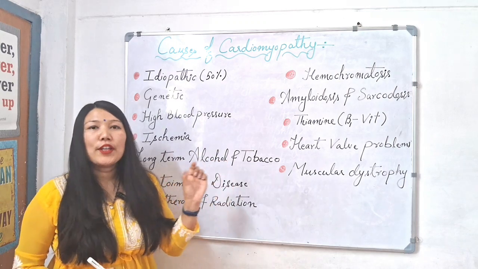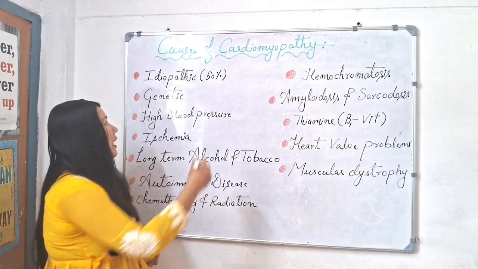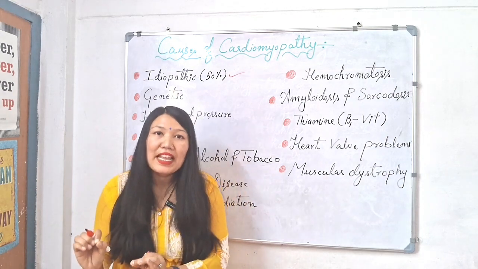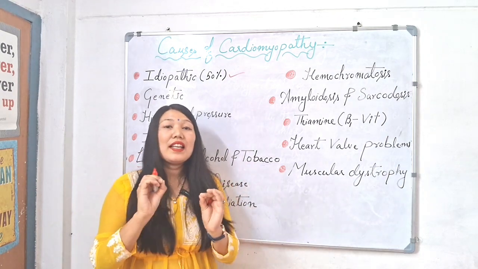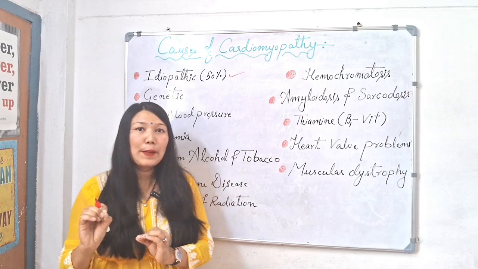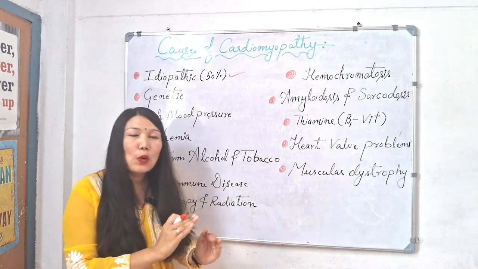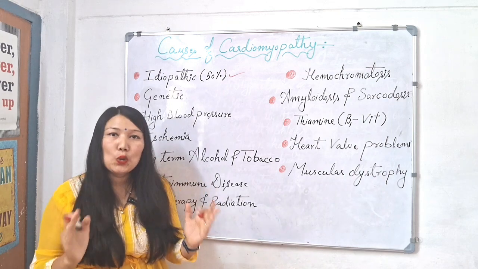So the first cause of cardiomyopathy is idiopathic. It means 50% of cases of cardiomyopathy are of unknown cause. Okay, there is no research that has been done. So 50% of cases of heart disease like cardiomyopathy or some other form of disease are unknown.